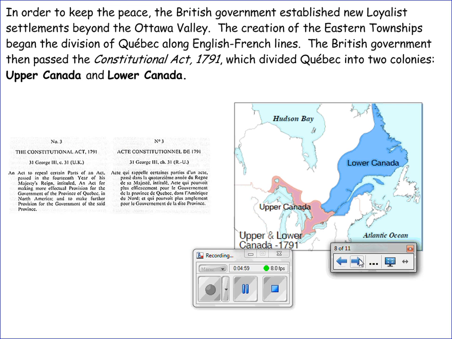In order to keep the peace, the British government established new Loyalist settlements beyond the Ottawa Valley. The creation of the Eastern Townships began the division of Quebec along English-French lines. The British government then passed the Constitutional Act 1791, which divided Quebec into two colonies, Upper Canada and Lower Canada, as you can see on this map.